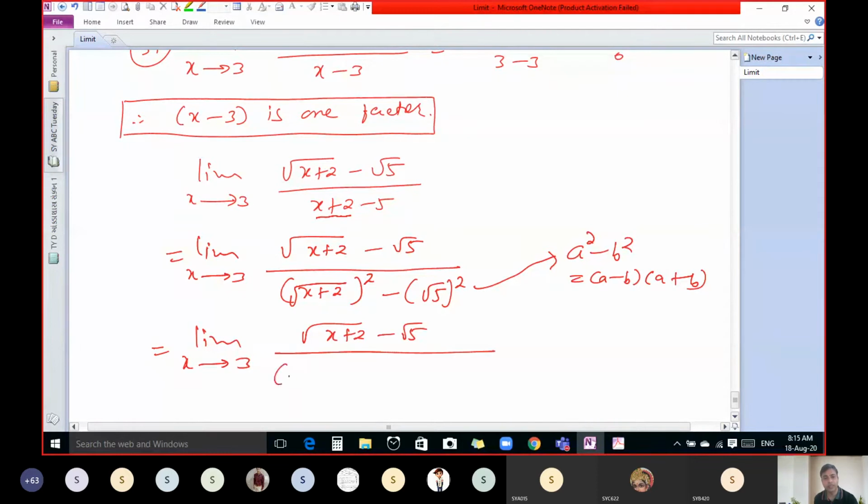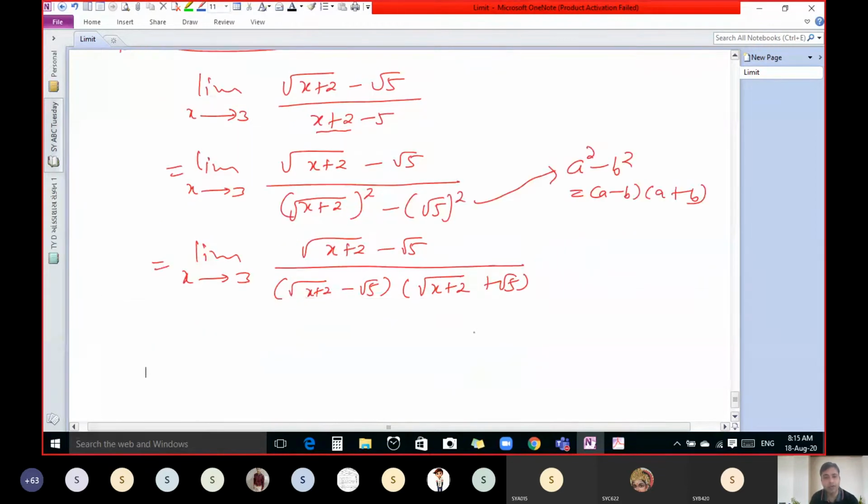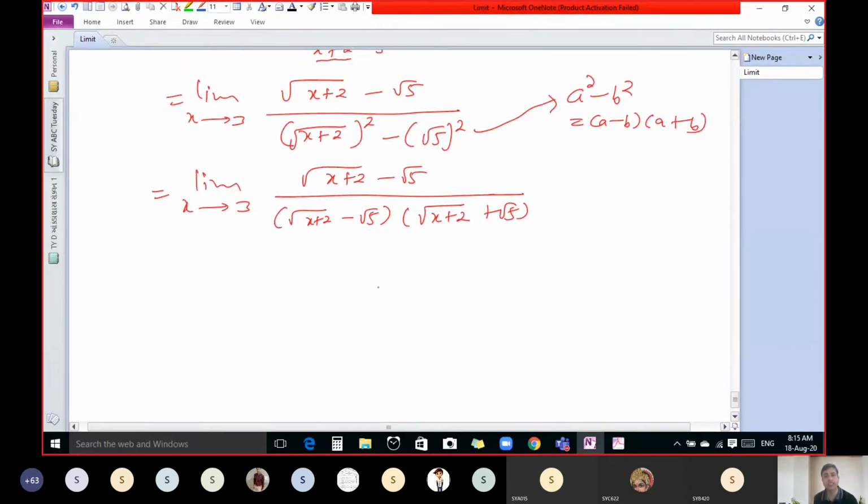So what is the factor? It is root x plus 2 minus root 5. Second, root x plus 2 plus root 5. So that is our factor. And now we know that this is possible to cancel. This is same thing. Root x minus 5, root x plus 2 minus root 5. This will cancel. So what we get in numerator? Simply 1. And in denominator, root x plus 2 plus root 5.